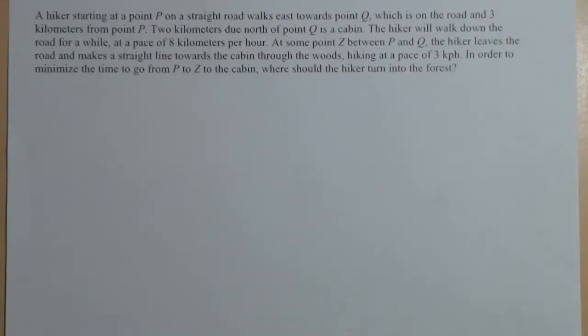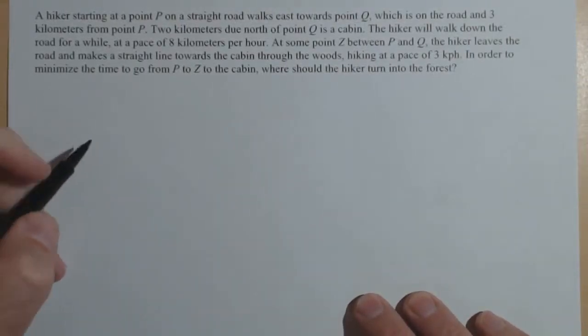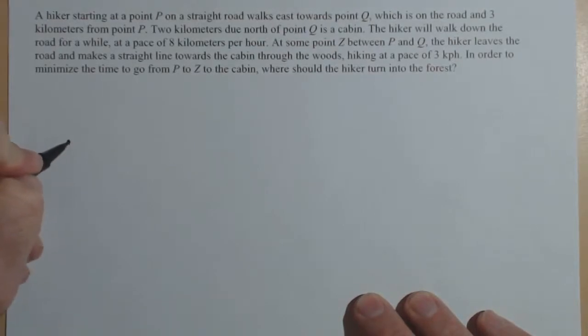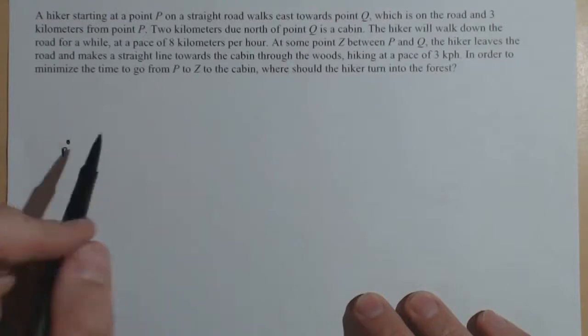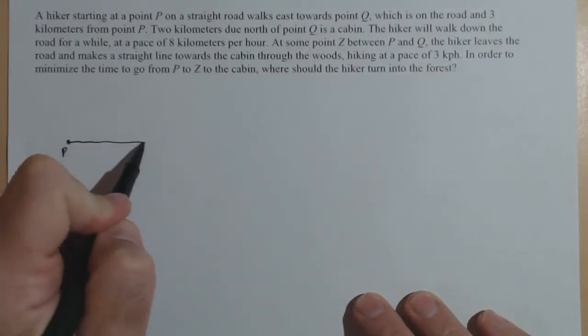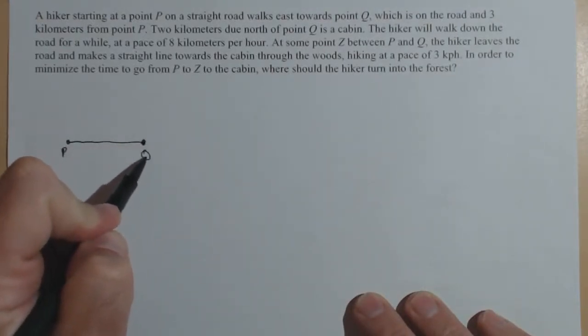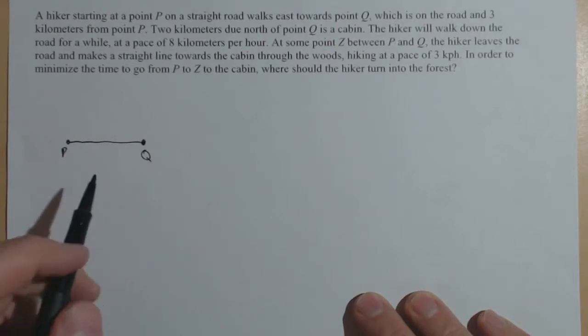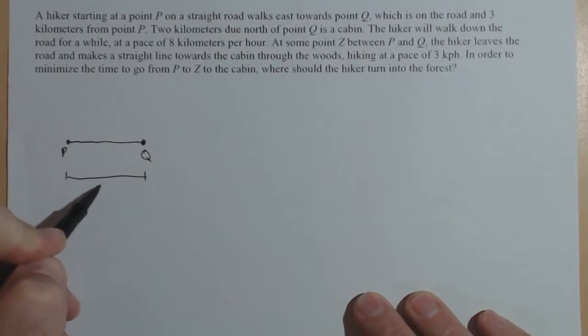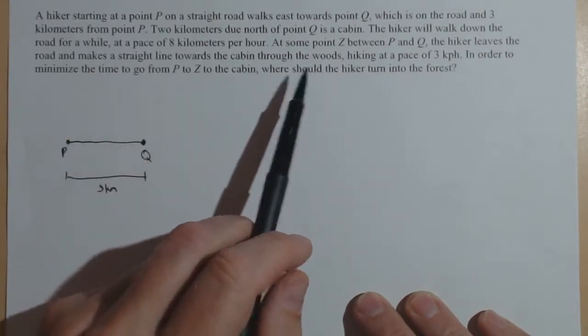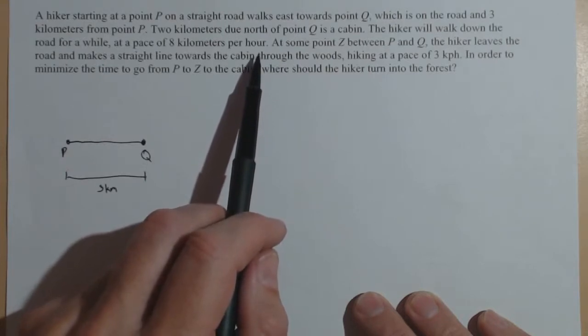We're going to do an optimization problem involving a hiker who starts at a point P and walks east towards point Q, which is on the road and 3 kilometers from point P. So from P to Q is 3 kilometers. The hiker will walk down the road for a while at a pace of 8 kilometers per hour.